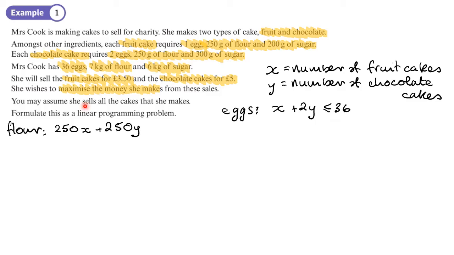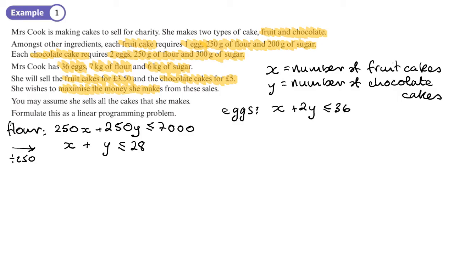Now this is in grams for flour. She's got 7 kilograms of flour, so we can use up to basically 7,000 grams of flour. Now we want to write our inequalities as simply as possible. So if I divide everything by 250, what I will get is x plus y is less than or equal to 7,000 divided by 250, which is 28. Okay, so there's my second constraint.